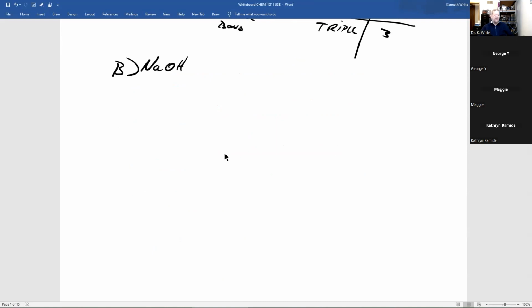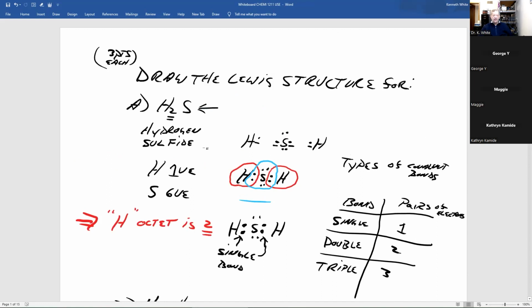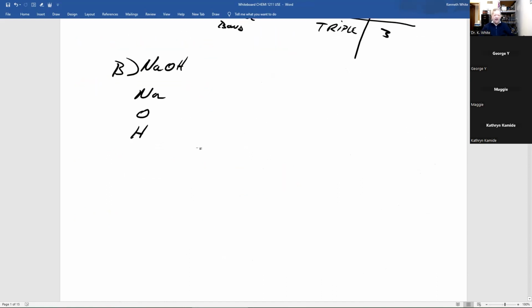If you remember, I taught you this is lye. It's a very important base used in the United States and elsewhere. And it has one sodium, one oxygen, one hydrogen. Well, to draw the Lewis structure, you need to know valence electrons.